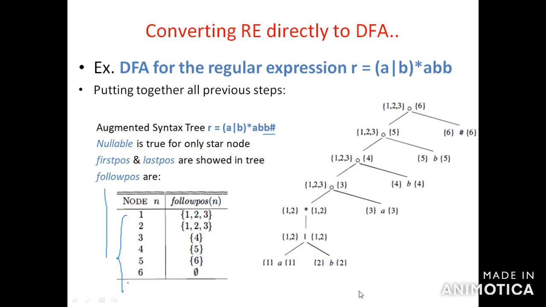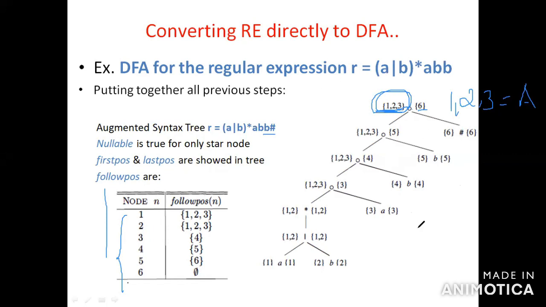Then you have to check the diagram, the first position and follow position of the syntax tree. The first position of the root is 1, 2, 3, and the last position of the root is 6. So 1, 2, 3 is the first position of the root, and it will be considered as the root state. I mark it as state A. Okay, it's clear.